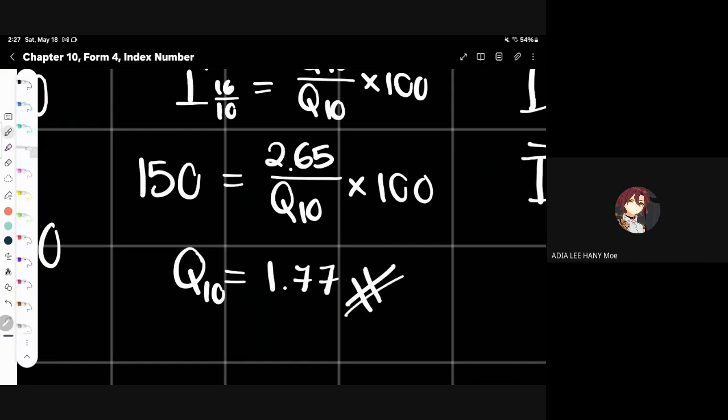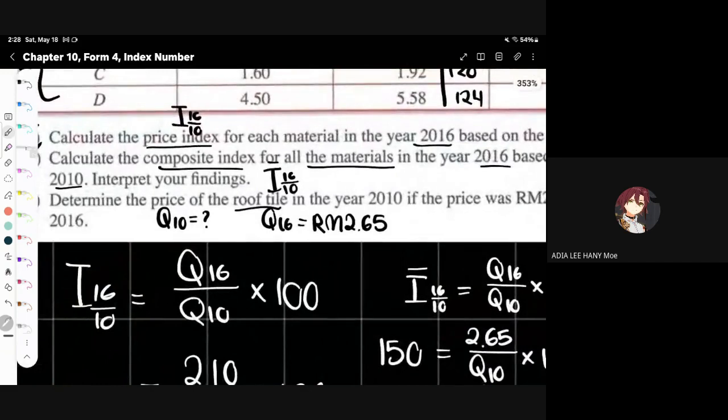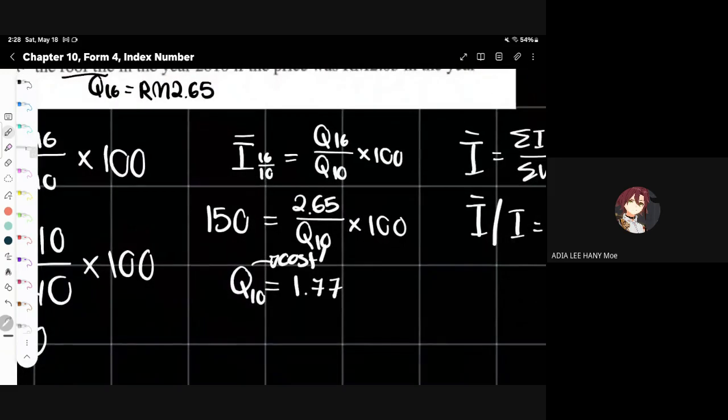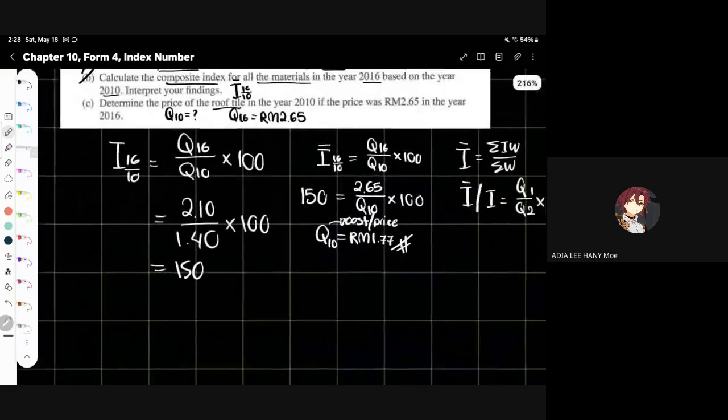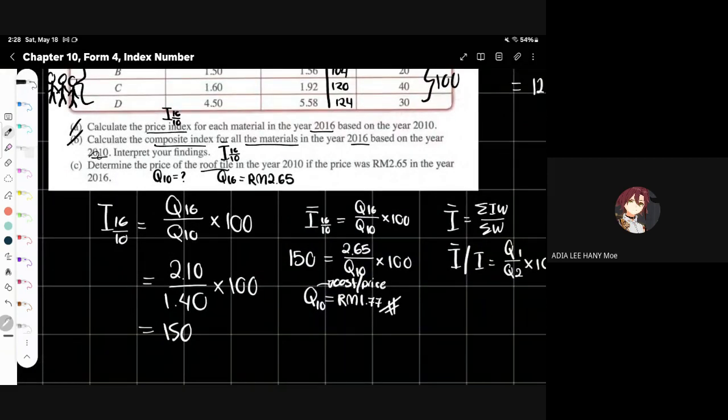But is that the final answer? Can someone tell me the mistake here? Do we get marks for this? No. Why? You need to put RM, because we are talking about cost. See here, they say determine the price. So we have to put RM. Don't forget, only Q you have to put RM. So RM 1.77. Ta-da, we finish. So far understand, everybody?